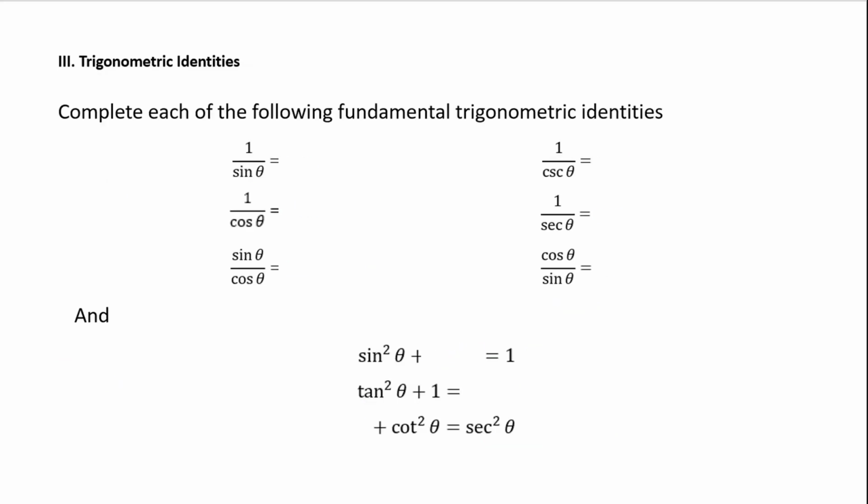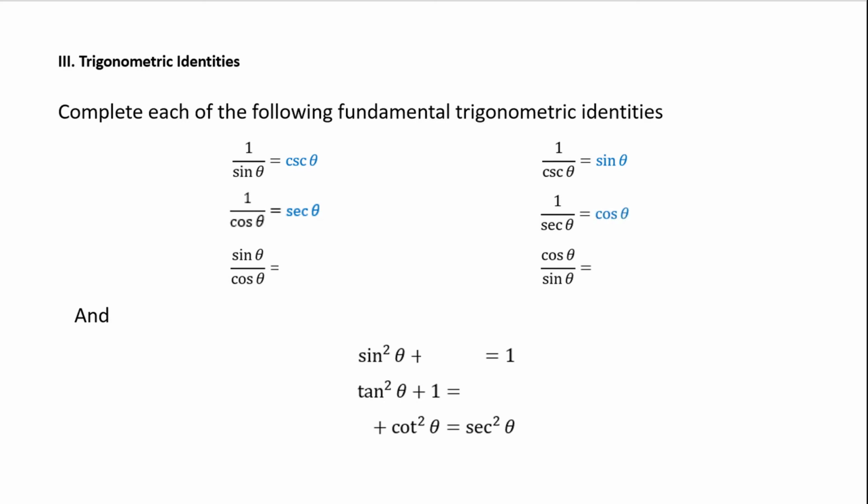Roman numeral 3, trigonometric identities. Complete each of the following fundamental trigonometric identities. 1 over sine theta is equal to cosecant theta. 1 over cosecant theta is equal to sine theta. 1 over cosine theta is equal to secant theta. 1 over secant theta is equal to cosine theta.